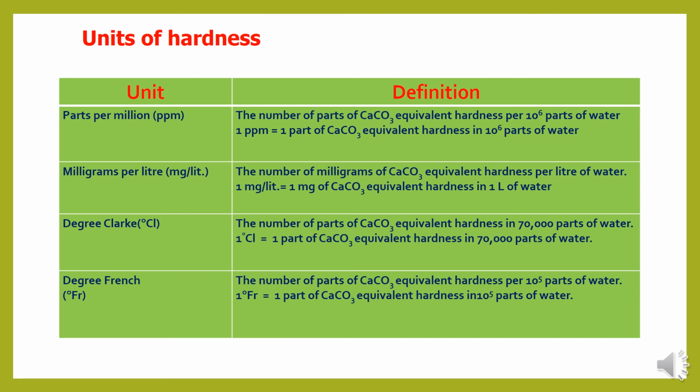The third one is degree Clark. The number of parts of calcium carbonate equivalent hardness present in 70,000 parts of water can be called degree Clark. And the last one is degree French. The number of parts of calcium carbonate equivalent hardness present in 10 power 5 parts of water.